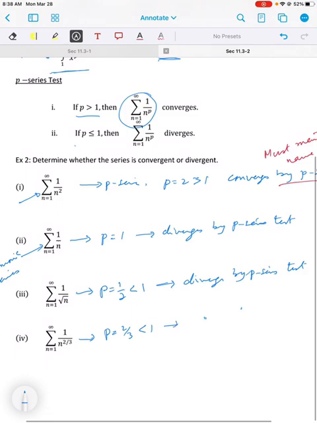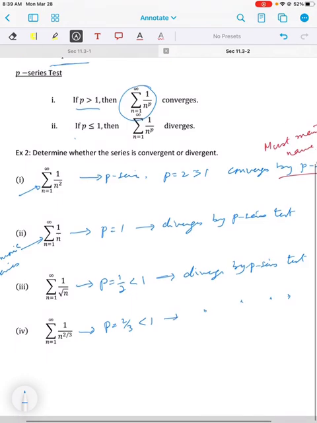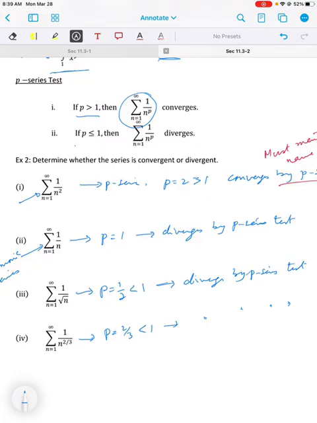In this case, p is 2 over 3, which is less than 1, which means it diverges by p-series test. So with the p-series, you will not get a question where you are given a p-series and asked to check convergence or divergence, but this comes in very handy with other tests, which you will notice in the coming videos.